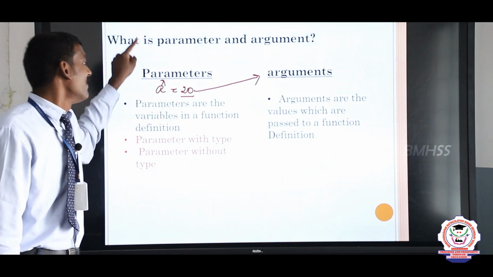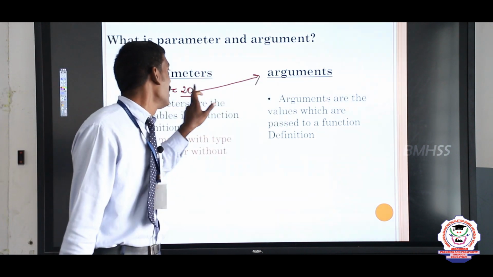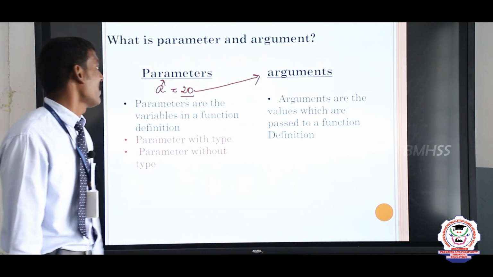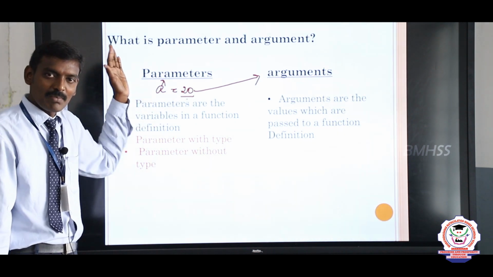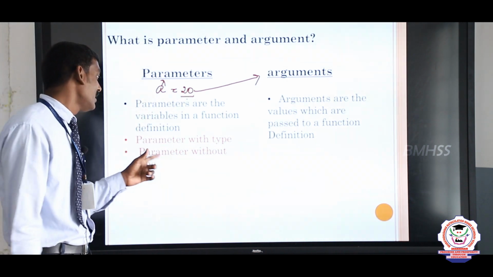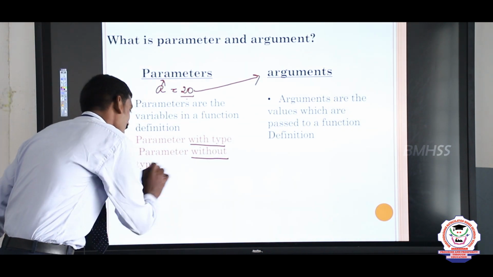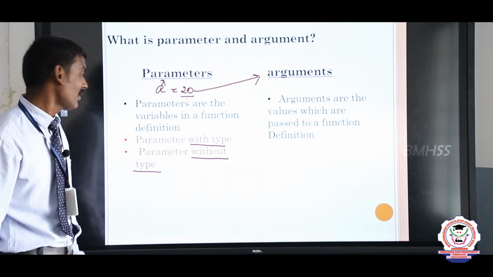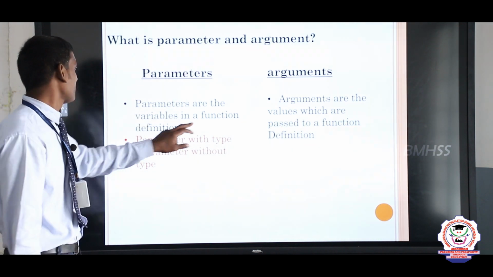What is the parameter and what is the argument? Parameters are the variables present in the function definition, and arguments are the values passed to that function. Are you clear, students? This parameter can be split into two types: parameter with type and parameter without type.